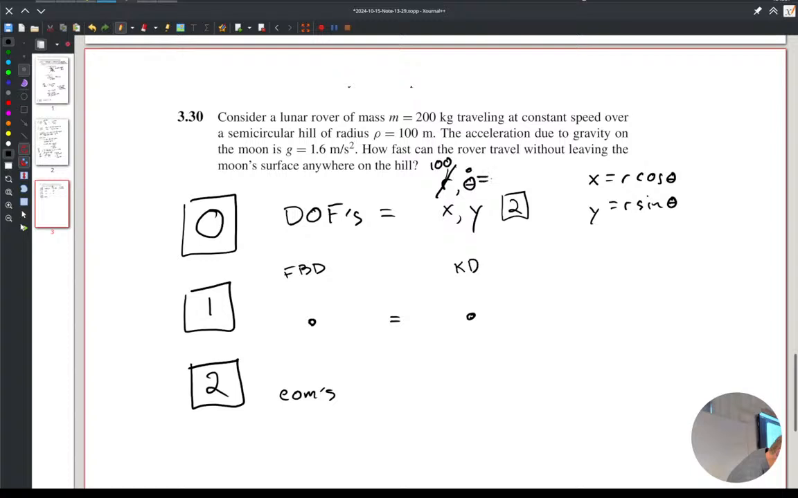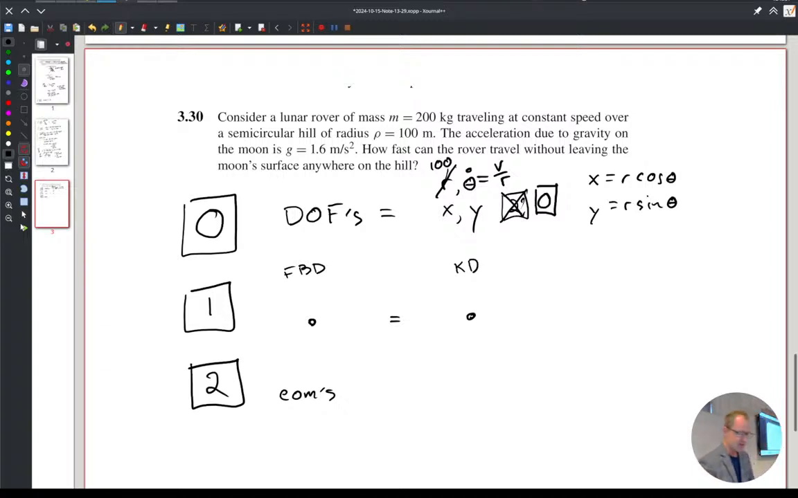So theta dot, we'll call it V over R, right? Since R theta dot is V, theta dot is some fixed value. Then A equals V squared over R. A is V squared over R, if V is constant, and here V is constant.